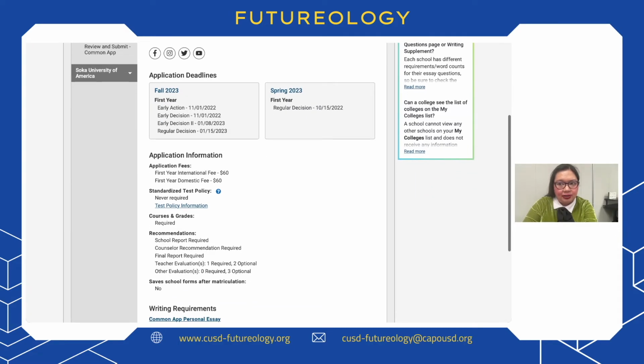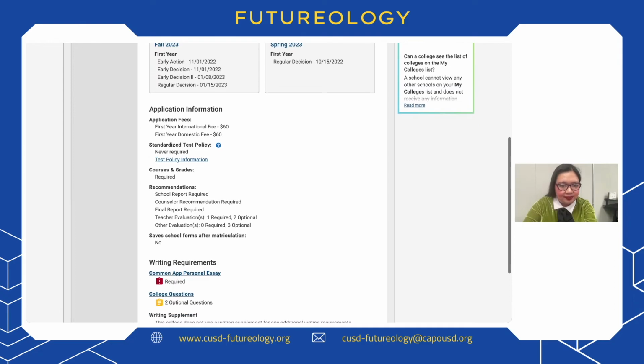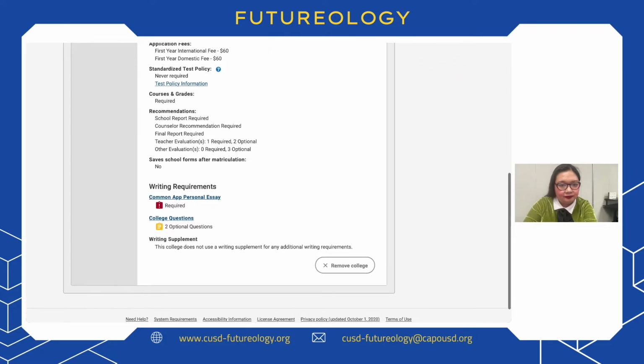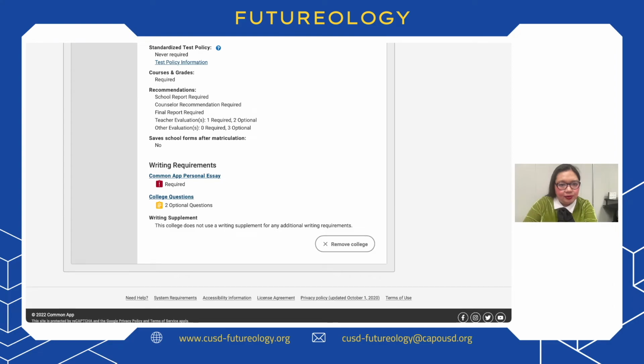I can also get an idea of what the cost of the application is, what their test policy is, if I self-enter courses and grades, what are the recommendations, how many recommendations, and who would write the recommendations, how many they need here. And also, it will tell me what the writing requirements are. So it'll tell me the Common App is required and 2 optional questions.